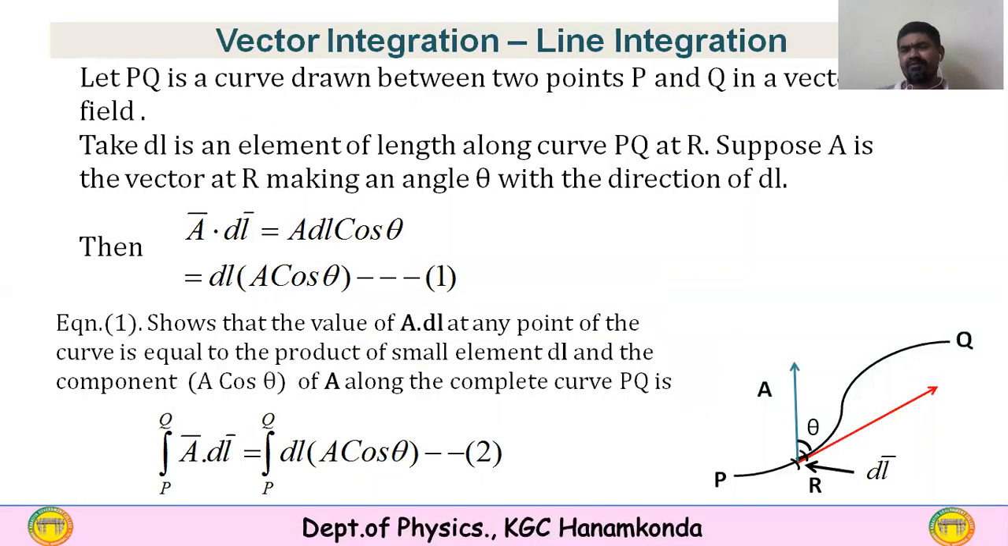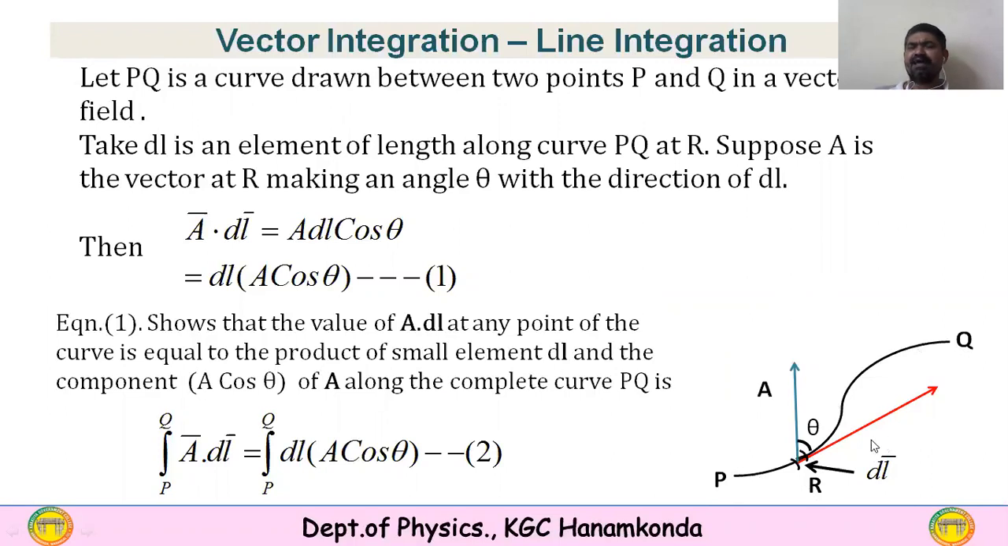Let us see. I have taken a vector field A bar. In that vector field, I am taking any two points, say for example, P and Q. This P and Q are joined with a curved path, as shown in the figure. On this curved path, I have taken a small dl bar element.